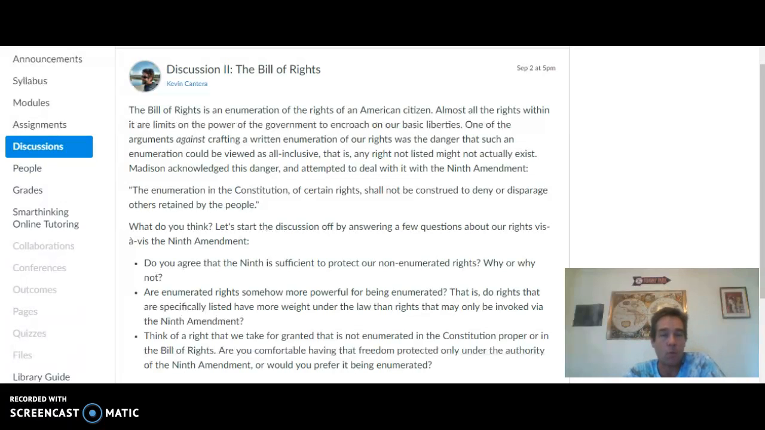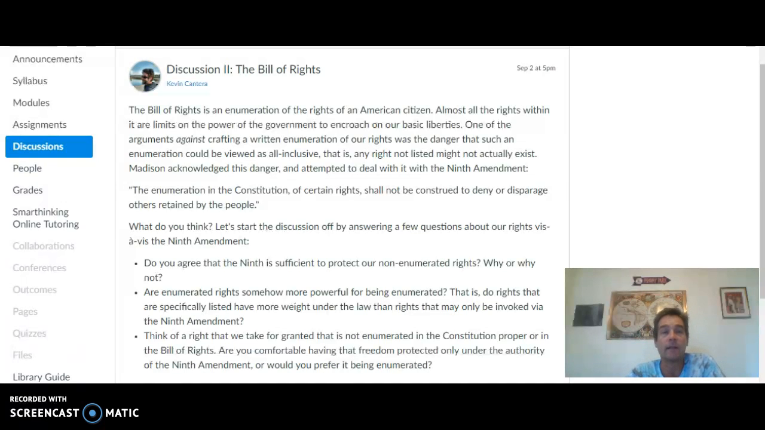If a judge has to weigh two competing rights, the right of free speech, say, and some other right, I don't want to mention them because I want you guys to come up with rights that aren't specifically enumerated. But if it's a right that is enumerated versus a right that we just sort of invoke because of the Ninth Amendment, should one take precedence over the other simply for being enumerated?